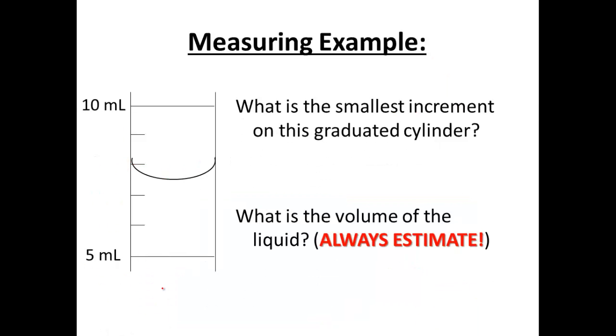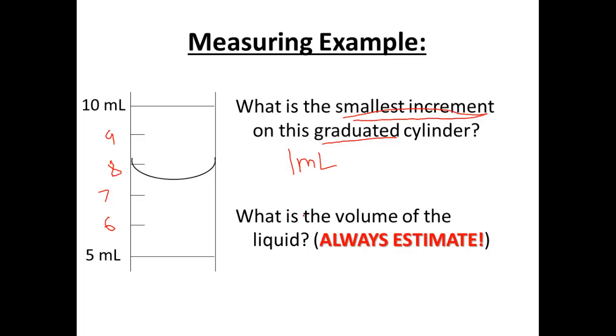The two problems we have to look at for today are in your notes. Our first example: first off, we need to find out what the smallest increment on our graduated cylinder is. Starting at 5, moving to 10, these increments on the side would move up to 6, 7, 8, 9, and 10. So our smallest increments on here are 1 milliliter. What volume is in here?